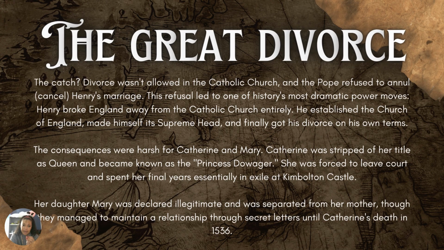Divorce was not allowed at this time. The Catholic Church said no. Henry even asked the Pope for permission to annul his marriage with Catherine, and the Pope refused. This led to King Henry's ego being hurt. He was shamed. He was like, wow, you're not going to give me what I want. I'm the king. I can do what I want. And this is considered one of the biggest power moves of history, period.